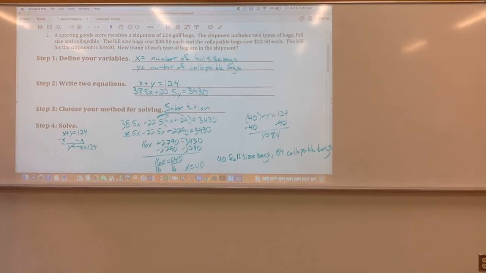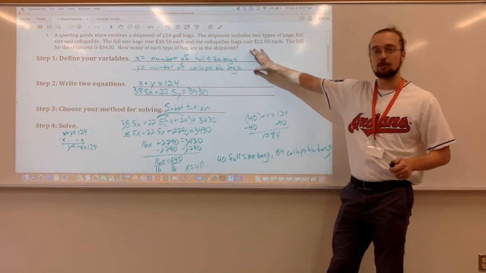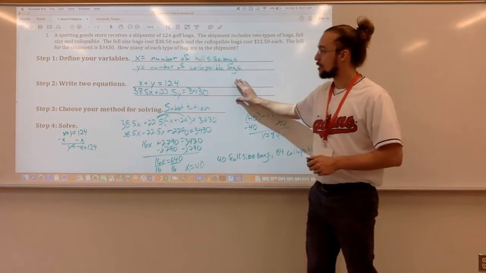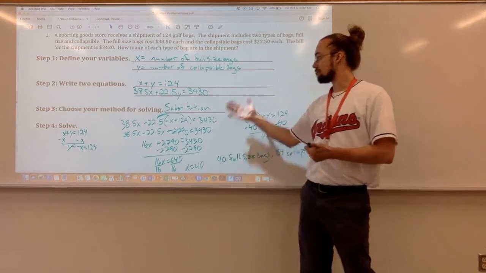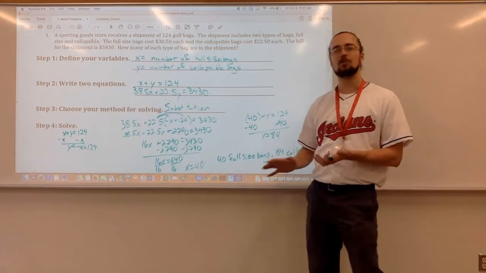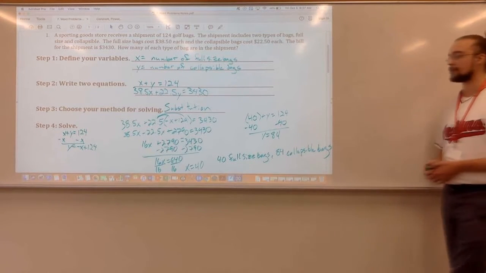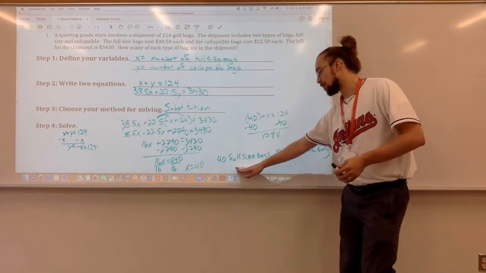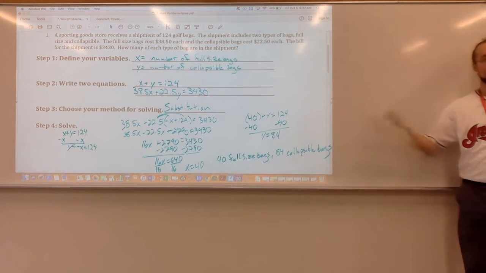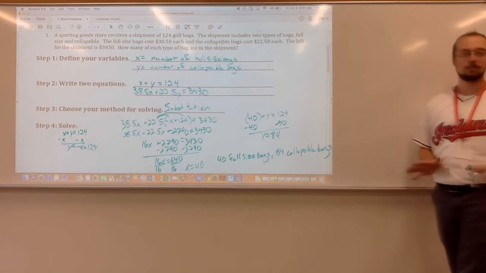Do we feel okay with that process? It is a lot. There's a lot going on. We have to define our variables, figure out what the question is asking, write 2 equations, and then solve the system using either substitution or elimination. We don't really want to use graphing for these types of problems. It's usually either substitution or elimination. And then express our answer in terms of the problem. Questions so far?